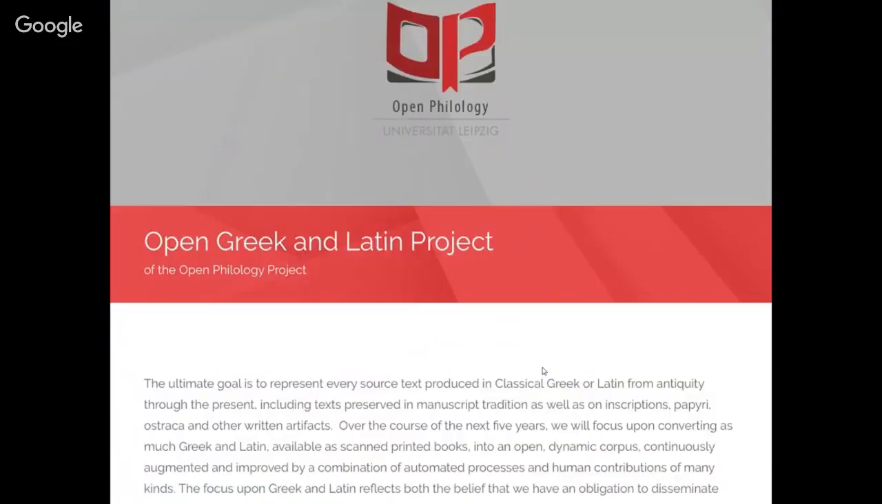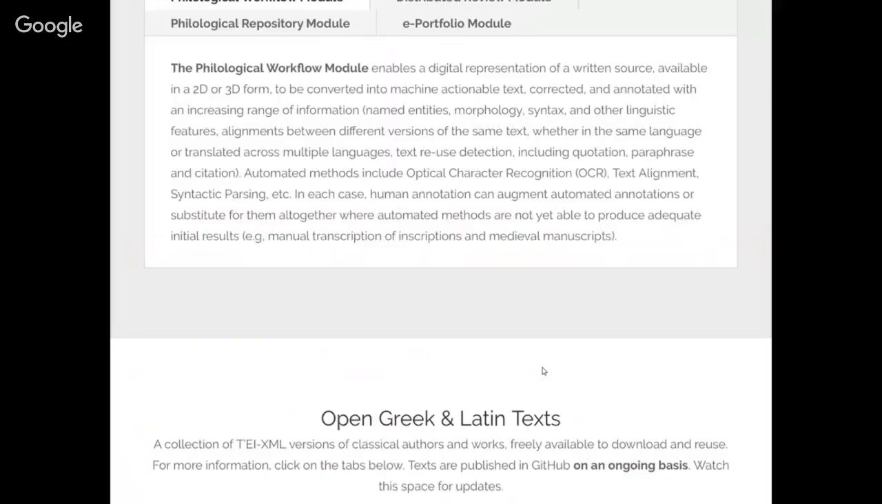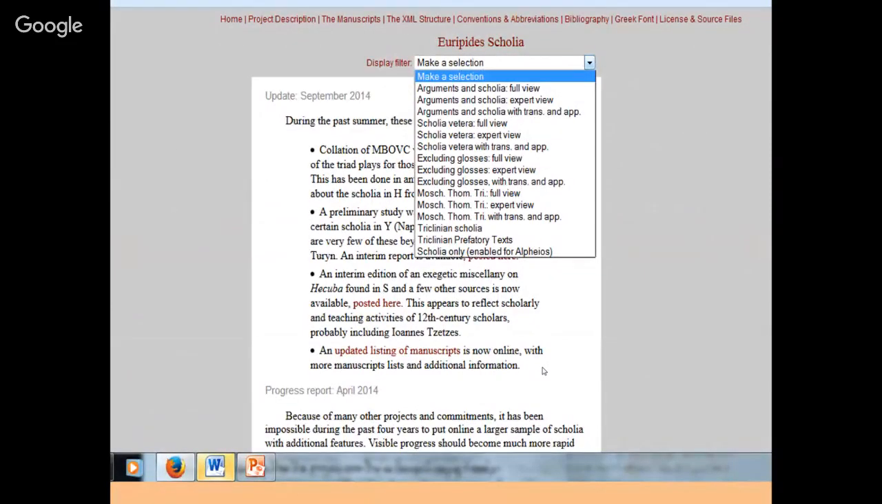Then you have the Open Greek and Latin project of the University of Leipzig, whose goal is to represent every source text produced in classical Greek or Latin from antiquity through the present. Another project, which is based on XML TEI, is a text of the scholia of Euripides, edited by Donald Mastronarde. And as you see here, the editor divides the scholia into scholia vetera, scholia of Manuel Moschopoulos, Thomas Magister, and Triclinian scholia. And behind this small part of the screen, there is all the technological infrastructure of XML TEI that I have already presented to you.